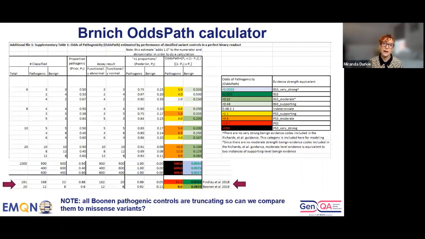In the supplementary data, they have this OddsPath calculator available as an XLS that you can just download. It's pre-filled with lots of examples of how many pathogenic and benign variants are required to get different scores. And it's all color coded, so you can see the odds of pathogenicity and convert that into the strength of PS3 and BS3. But what's really good about this calculator is that you can put your own data in. So for example, near the bottom of the slide, I've put in the data for the Findlay et al. 2018 saturation genome editing assay for BRCA1, and you can see that that comes out as red and green, which is a PS3 of strong and a BS3 of strong. I've also put in the Boonen et al. 2019 assay, which is an assay for PALB2 that was commonly used for this other variant, and you can see that that comes out as orange, which is PS3 moderate. Next slide, please.